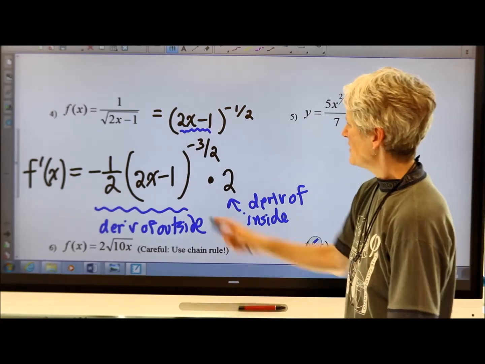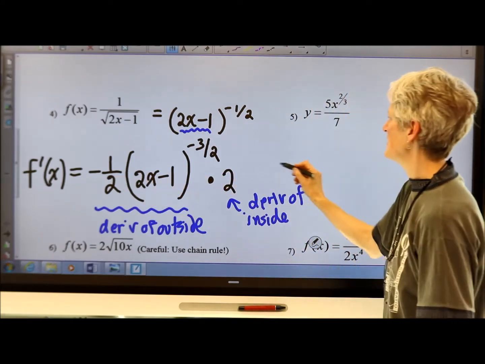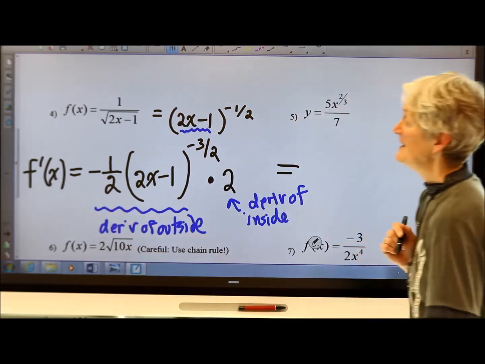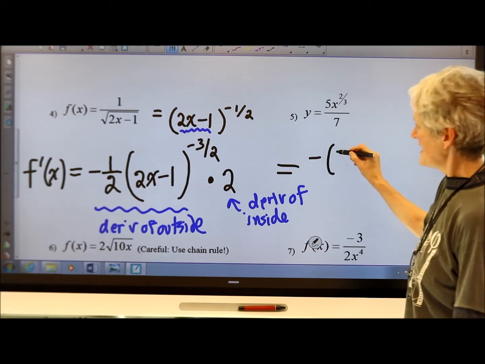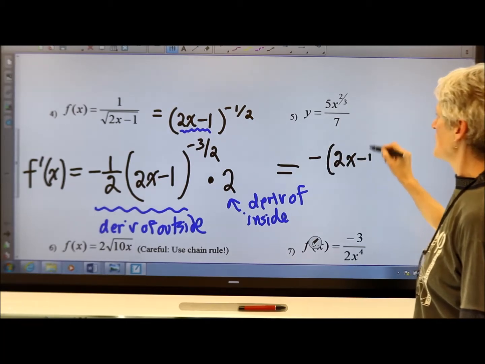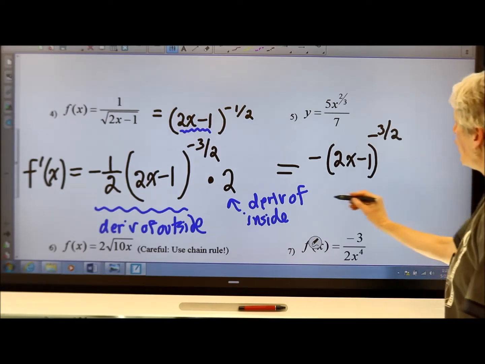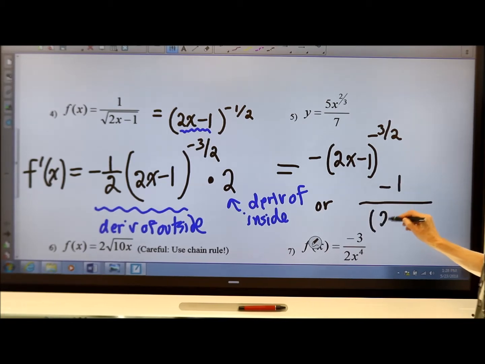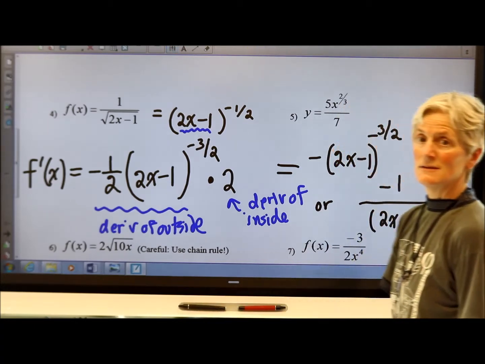Okay? Now, let's go ahead and simplify that. Whenever you have numbers, constants, you always want to multiply them together, bring them out front. Negative 1/2 times 2, negative 1. So I could just write that answer as negative the quantity 2x minus 1 to the negative 3/2. Totally fine to leave it like that. Or, if you wanted to, you could write that as negative 1 over 2x minus 1 to the 3/2. Either one of those would be considered fully simplified.